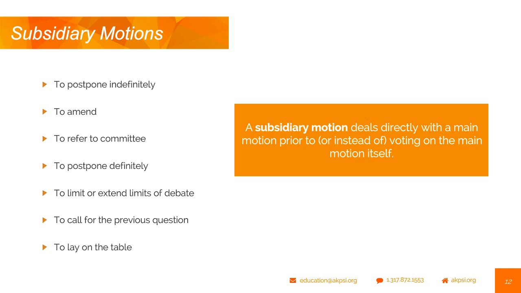The third type is to refer to a committee, or to postpone to a certain time or indefinitely. This motion is basically sending it to be discussed at the next chapter. That one requires there to be a time and a place, if it's not going to be the next general meeting. To limit or extend limits of debate, we already covered that. Then to call for the previous question.